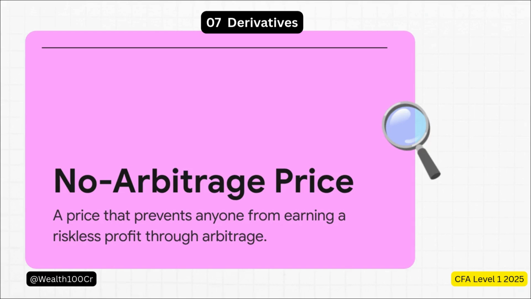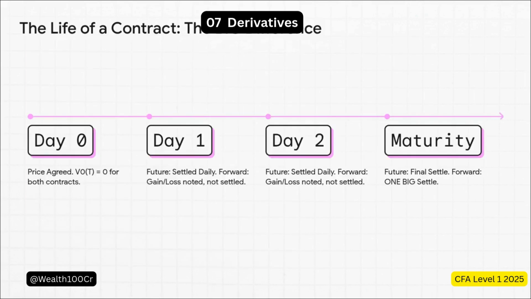It keeps everything fair and equal. And that is why at the very beginning, the price for Mr. Forward and Mr. Future is almost the same. Okay, my dear students, please pay close attention now.